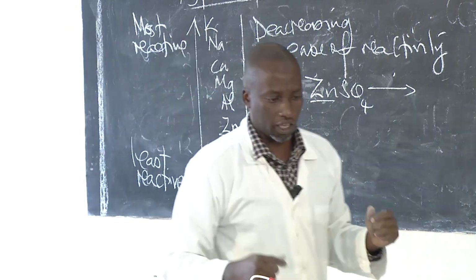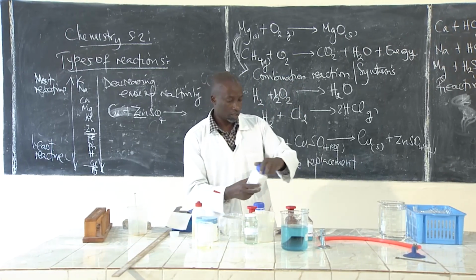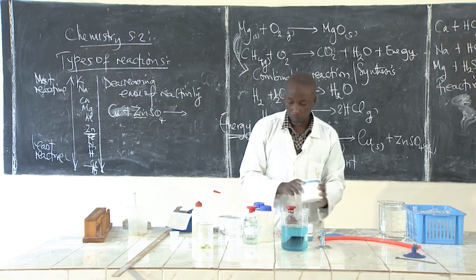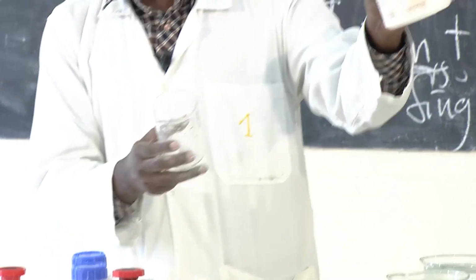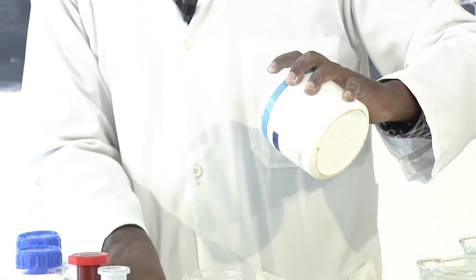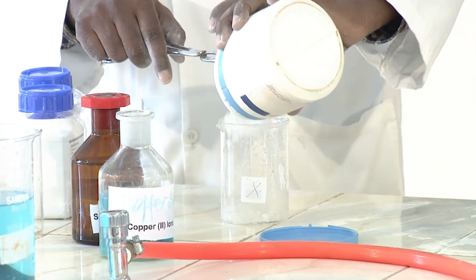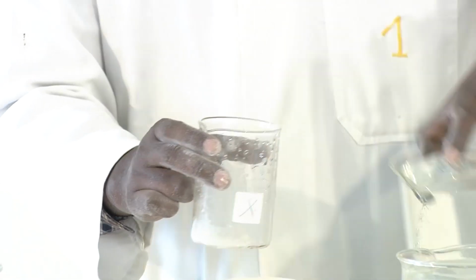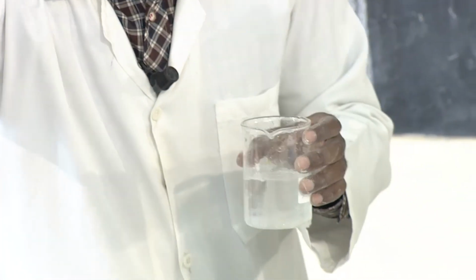Let me show you here, because I have copper and I have zinc sulfate with me. This is zinc sulfate, a solid, so I'm just going to make a solution of zinc sulfate, and then I will show you what I'm talking about. This is a solution of zinc sulfate. This is just water, so I add water here. We don't expect a reaction to go on.